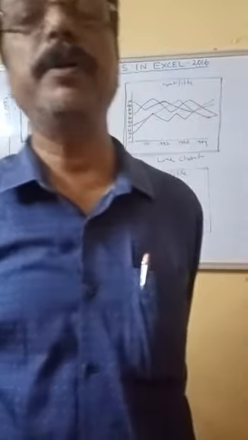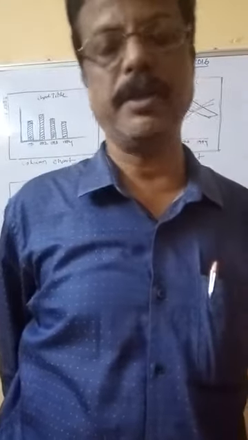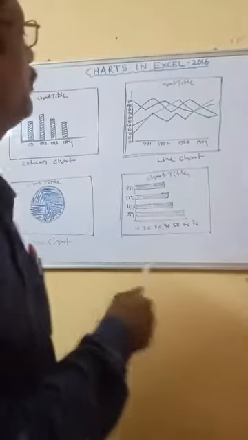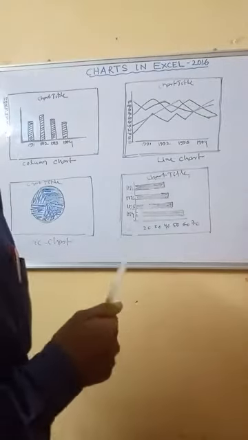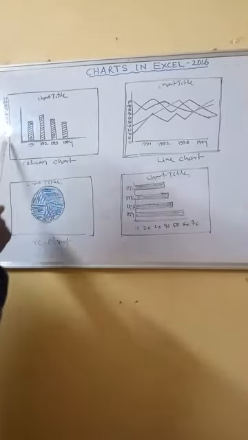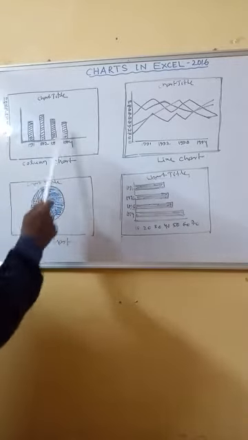So what are the different types of chart? First of all comes the column chart. Column chart, as I have drawn here on the board, you see in the book also it is given. Look at your book, or see here on the board. Here this is your column chart. Here bars are standing in a vertical way.